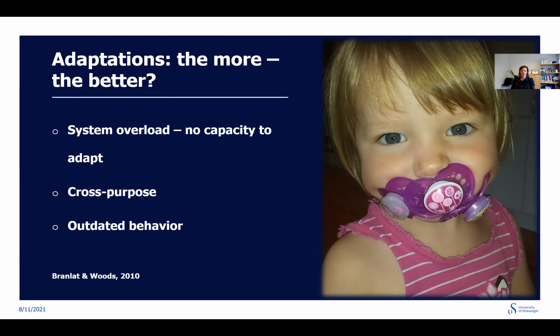And third, adaptation may be trapped in outdated behavior, like in this picture of my daughter Maria, who claimed the need for extra pacifiers when being extra upset for going to bed. And this is a kind of a never change a winning team solution.